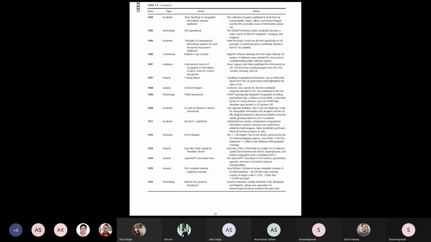We must have written the name of the book, Principles of Geographic Information Systems for Land Resource Management by Peter Burrough. So why is this book very popular? Because it is considered the very first book which is specifically based on GIS.